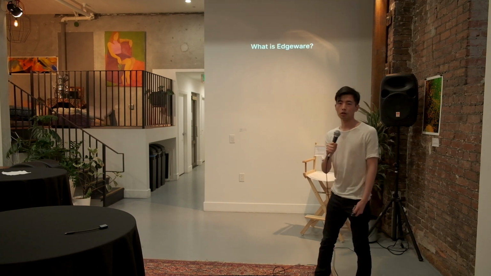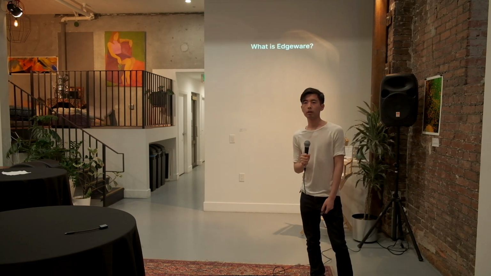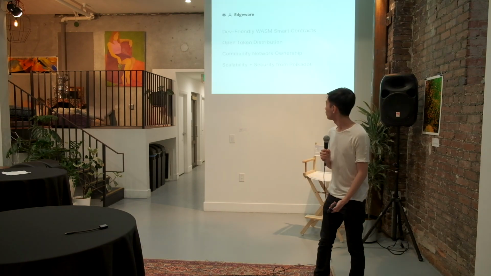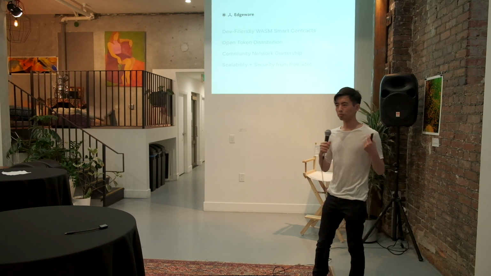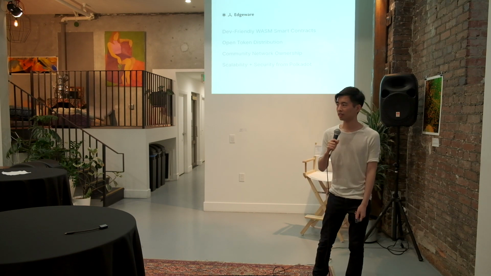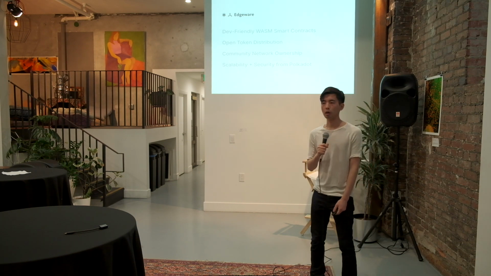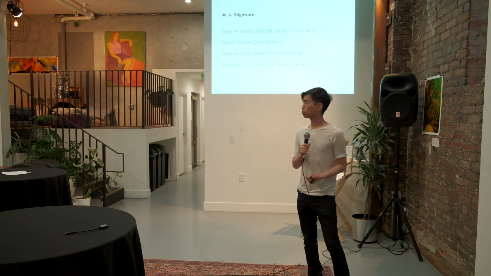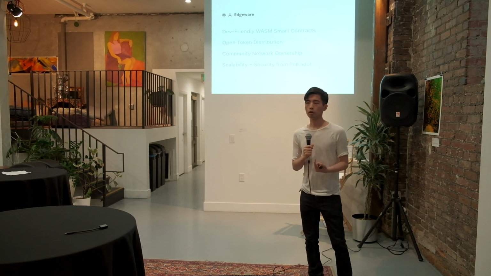What is Edgeware? Ryan has already given us a little bit of an introduction. Edgeware is the first smart contract chain on Polkadot. But I think probably more interesting now that we're all here to talk about it, are some of the really specific features and what we're doing with it. Edgeware is a WebAssembly chain that makes use of all of the latest technology in Parity Substrate. So it's going to be a super fast proof of stake network with an open token distribution.